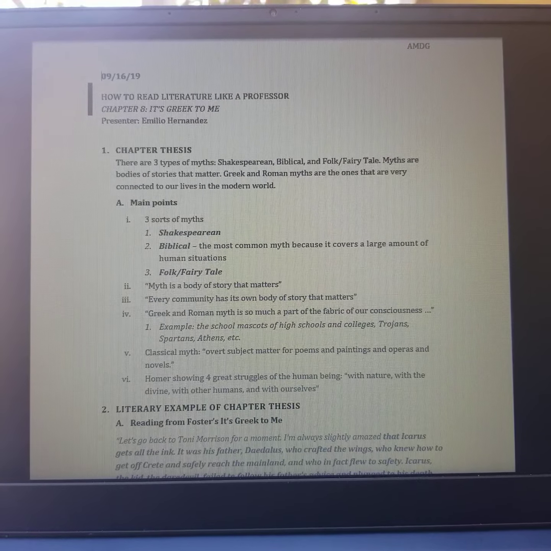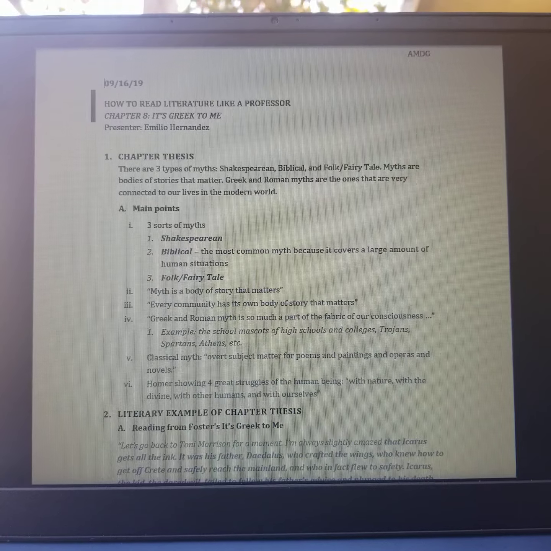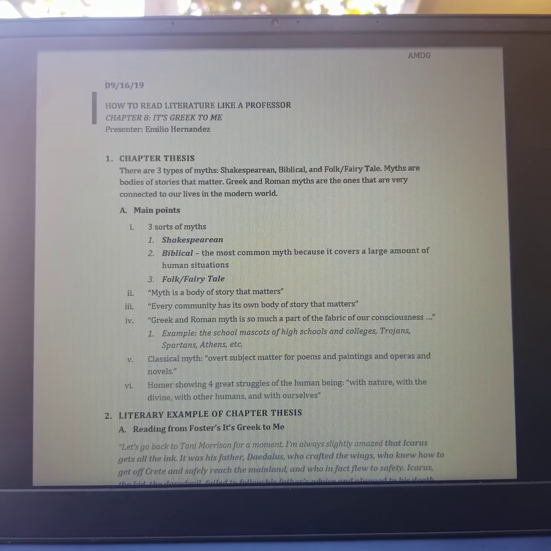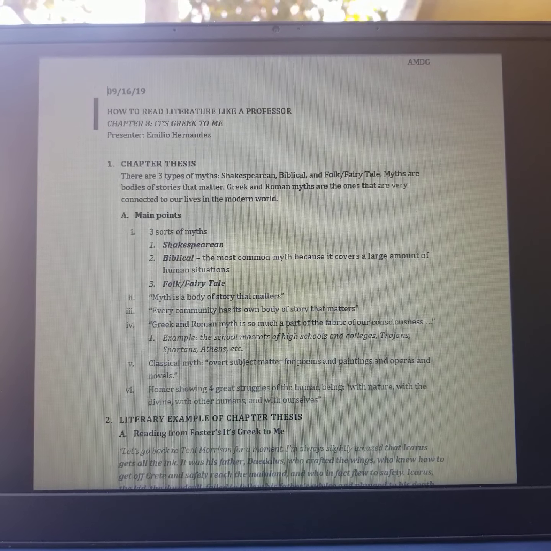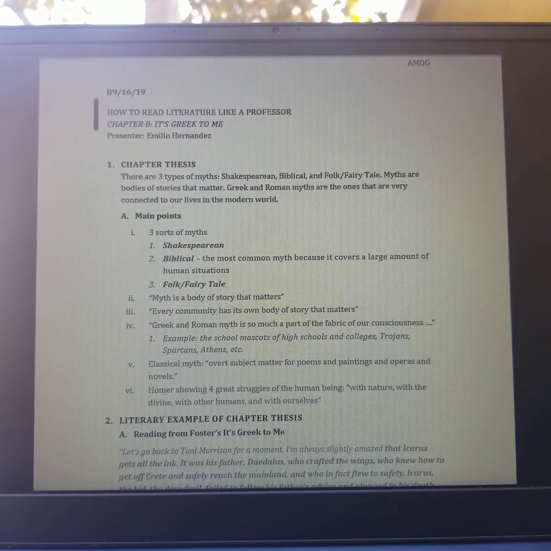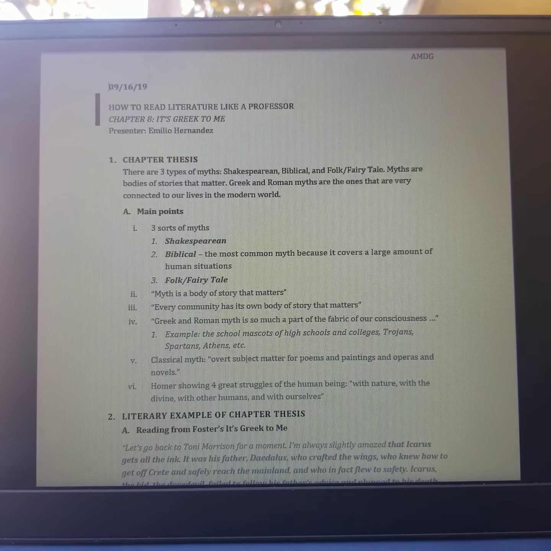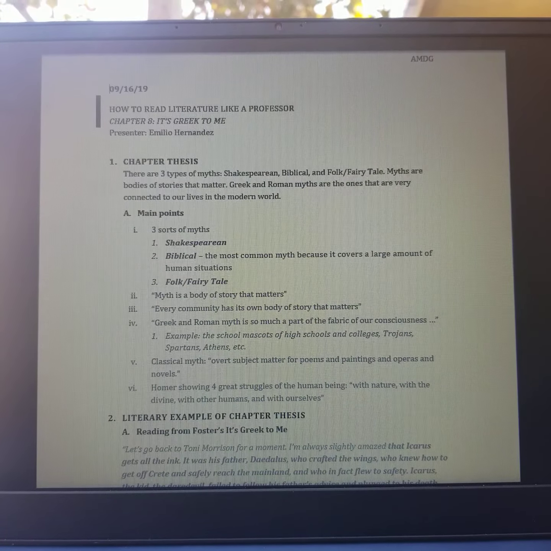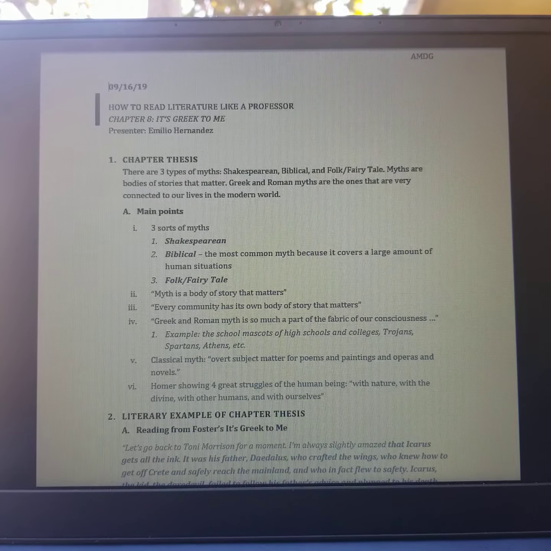So the main point is that the three sorts of myths are Shakespearean, biblical, and folk/fairy tale. The biblical myths are the most common of myths because they cover a large array of human situations, and I will cover more about human situations later on. The most important quote is that myth is a body of story that matters.